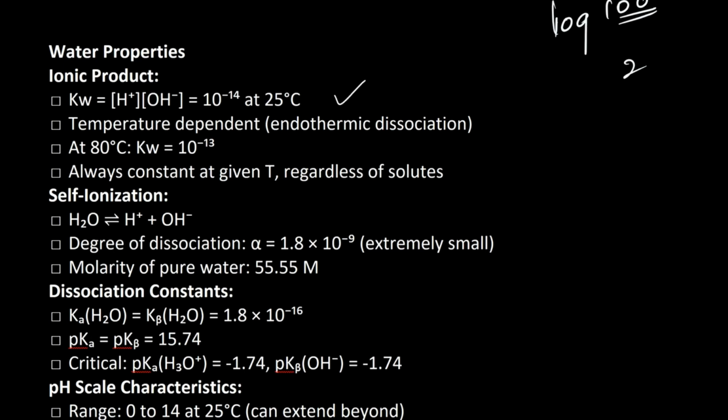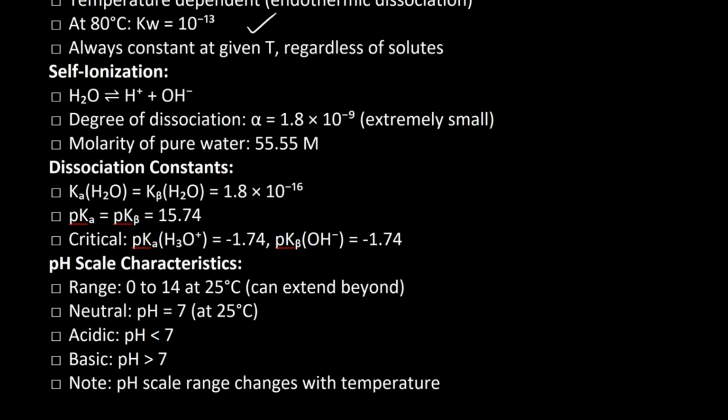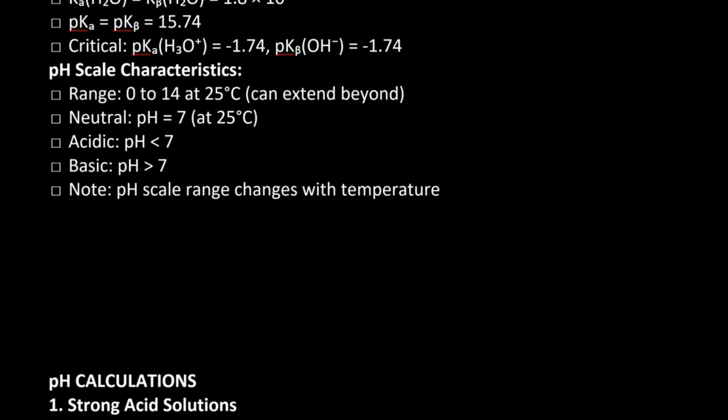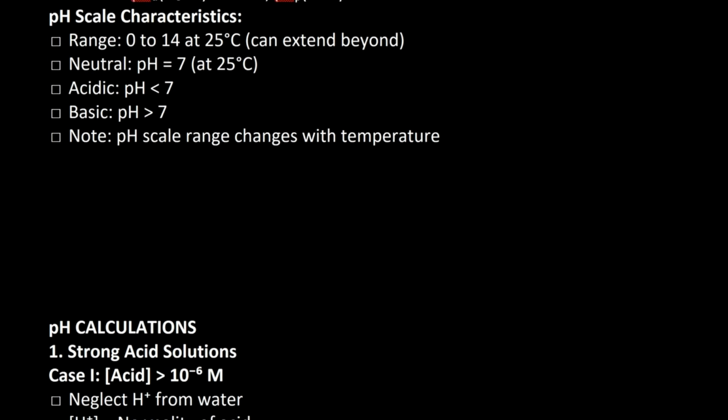Kw value is equal to 10 to the power minus 14, which is temperature dependent, and at 80 degrees Celsius it becomes 10 to the power minus 13. It is always constant at a given temperature. These are some statements. And this pH scale, you know, from 0 to 7, 0 to 6.9 is acidic, 7.1 to 14 becomes basic, and 7 means neutral.